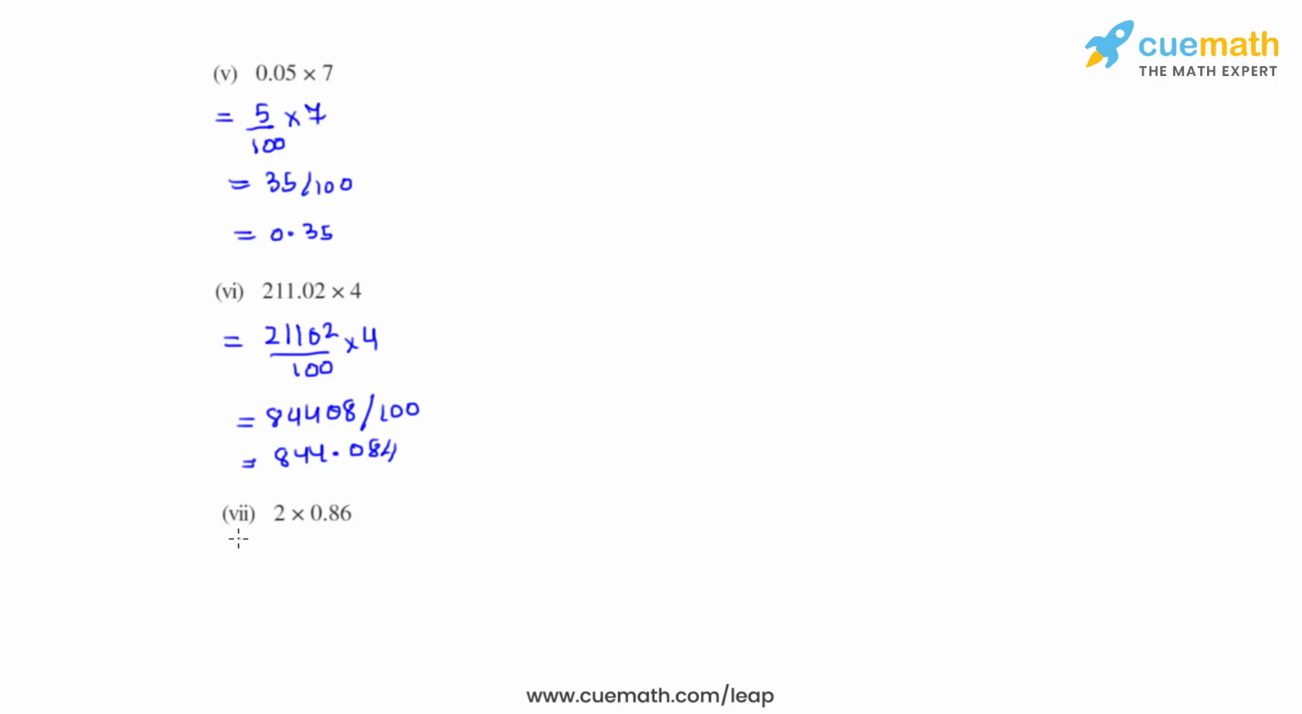Coming to the last bit of this question, which is the seventh bit, we have 2 times 0.86, which can be written as 86 by 100. The product for these two, we get it as 172 divided by 100. And so the final answer that we get for it is 1.72. And this is how we solve this problem.